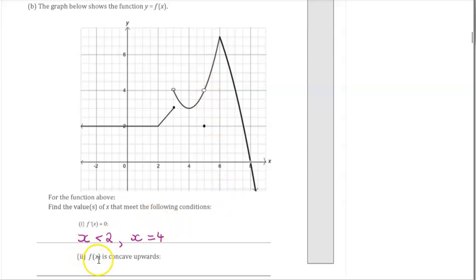The second part, we're looking for when this graph is concave upwards. I always try to remember this by thinking about a bowl, whether the bowl is upright or upside down. So concave upwards is the bowl the right way up, concave down is the bowl upside down. So if we look for where the bowl is the right way up, then this is the general shape just here between 3 and 6.